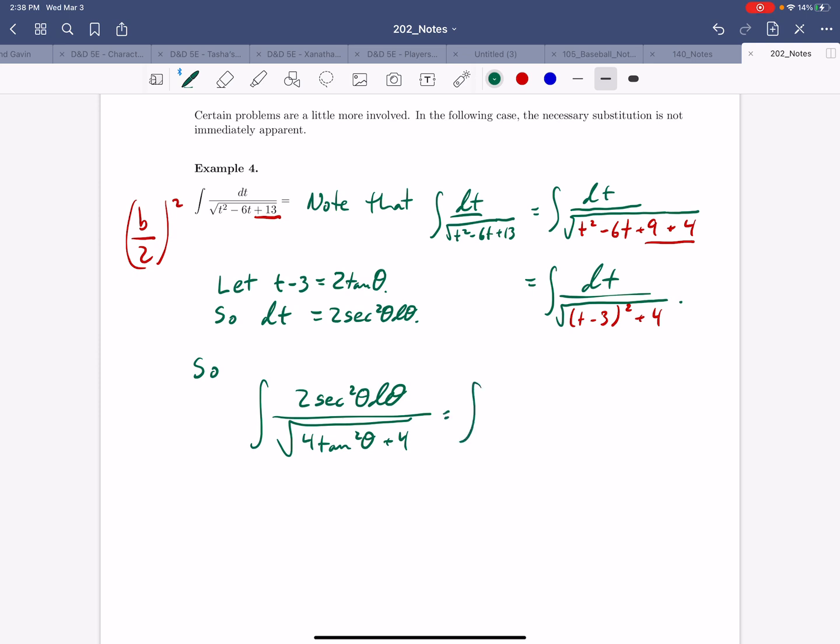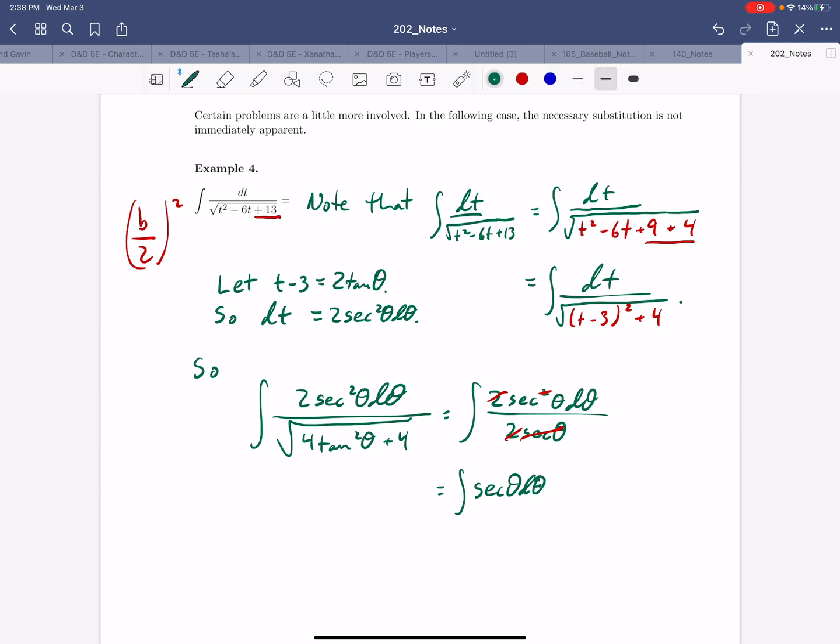And then this, of course, simplifies nicely. 2 secant squared of theta d theta all over 2 secant of theta, because we're taking the square root of 4 secant squared. Of course, the 2's cancel out. The secants cancel out. And we're left with just the integral of secant of theta d theta. Kind of an ugly theta right there. Let's make it a little bit nicer.